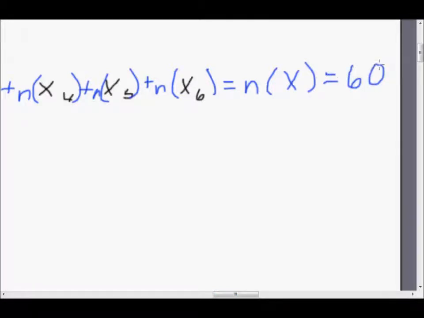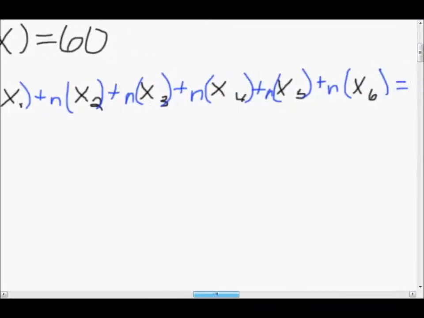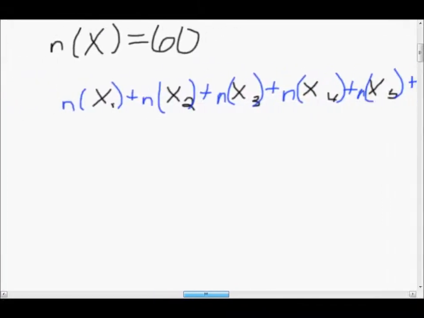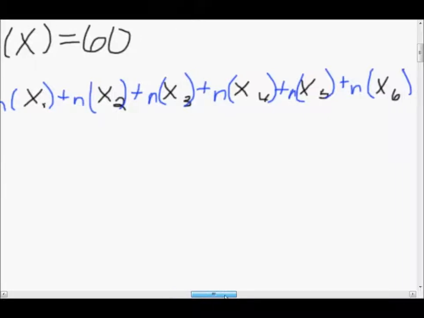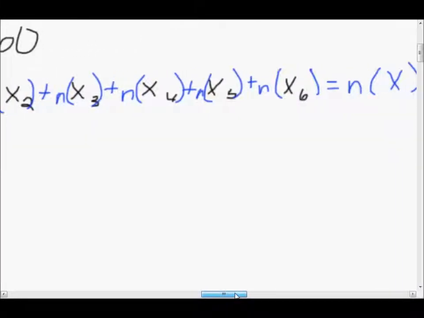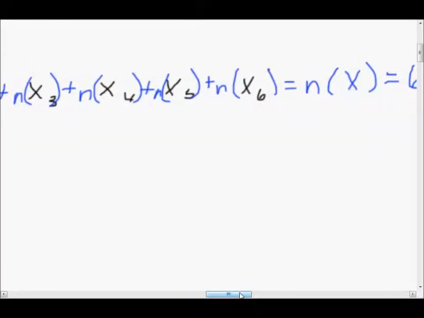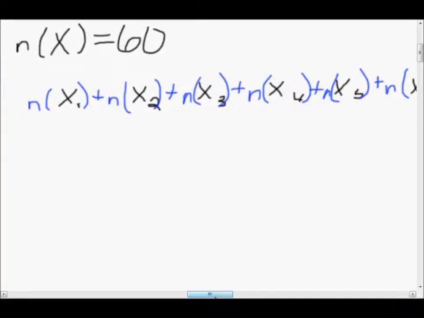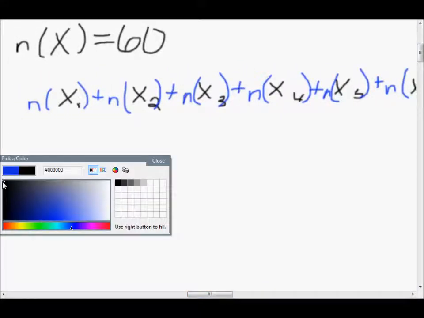And this is what partitions are all about. Typically they'll ask you how many things are in one of these subsets, and you have to use this concept, the number of things in X1, X2, X3, X4, X5, and X6. When you add all those together, that's your big pie. Again, cherry pie. That's pretty much the fundamental concept from this chapter. So we're going to go back to our black, and continue on with this problem.